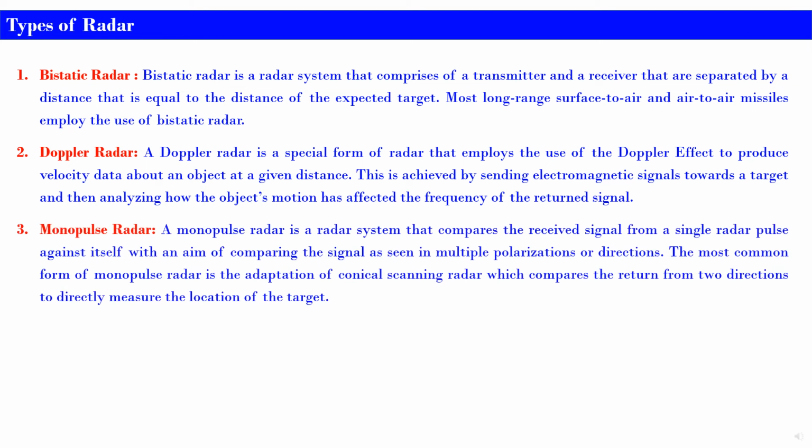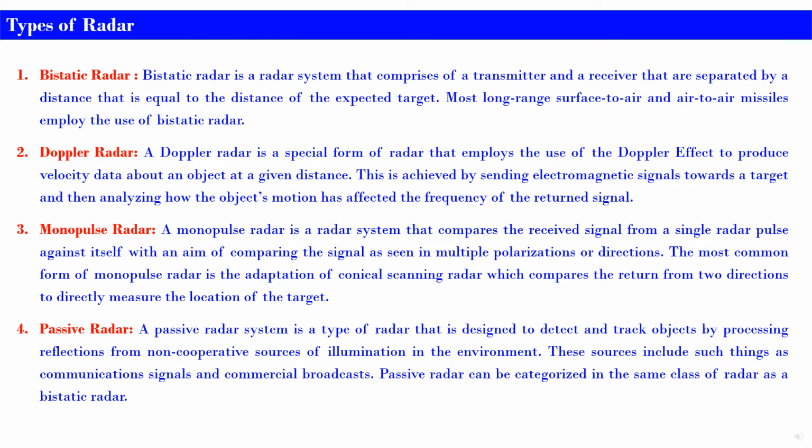Third, monopulse radar. A monopulse radar is a radar system that compares the received signal from a single radar pulse against itself, with an aim of comparing the signal as seen in multiple polarizations or directions. The most common form of a monopulse radar is the conical scanning radar, which compares the return from two directions to directly measure the location of the target.